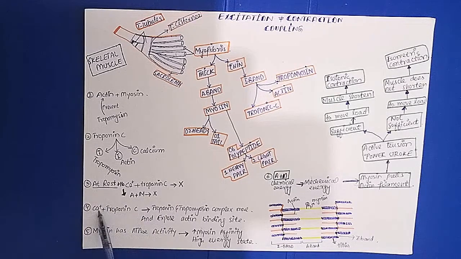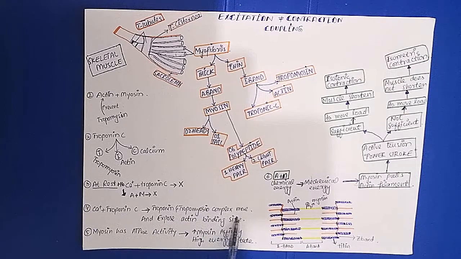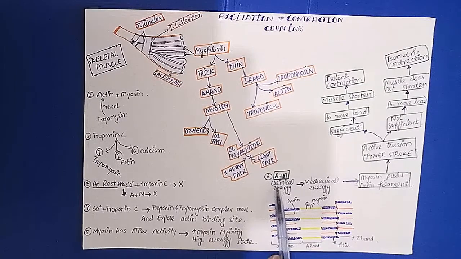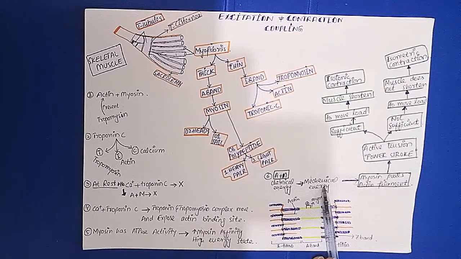But when an action potential occurs, calcium influx occurs and calcium binds with troponin C, so the troponin and tropomyosin complex moves and exposes the myosin binding site on actin. Then myosin has ATPase activity, so the splitting of ATP puts the myosin in a high energy state and increases their affinity for actin.